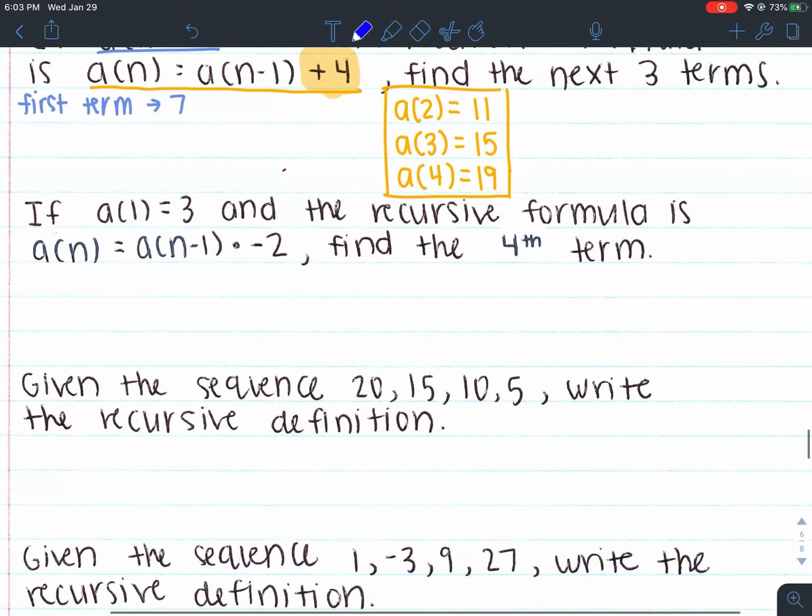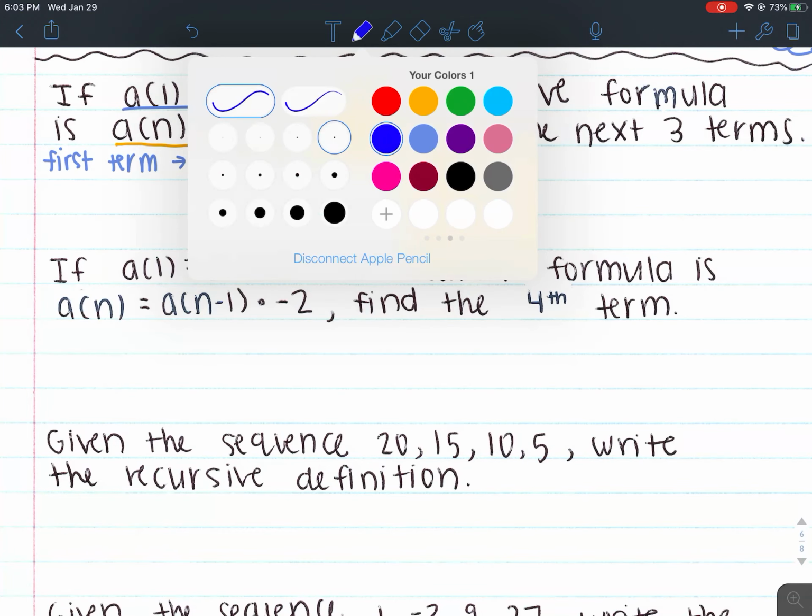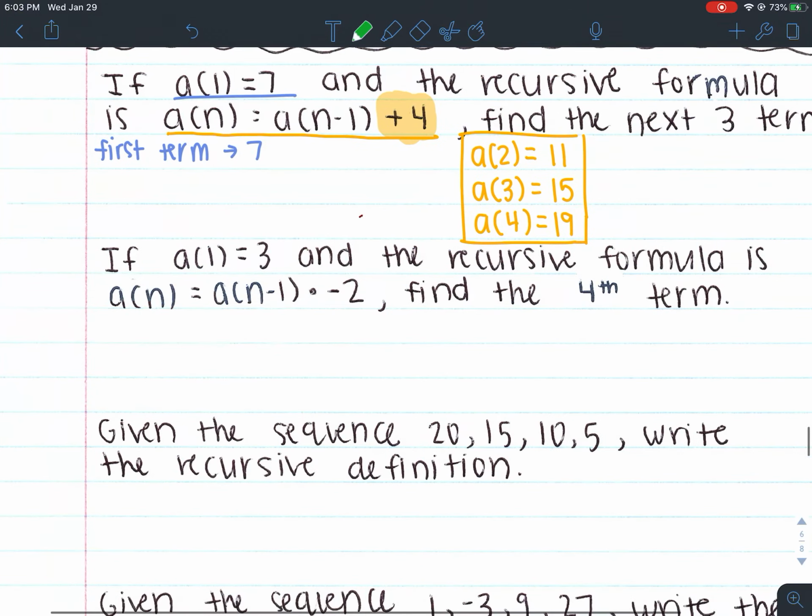Okay, the next one. If a of 1 equals 3, and the recursive formula is a of n equals a of n minus 1 times negative 2, find the fourth term. Now here, I'm asked to find the fourth term. I'm not asked to find the next 3 terms. I just want the fourth only. So the first bit of information they gave me was that a of 1 equals 3. They gave me that first term. They told me what my sequence starts with.